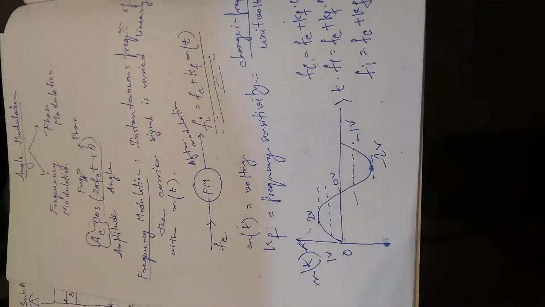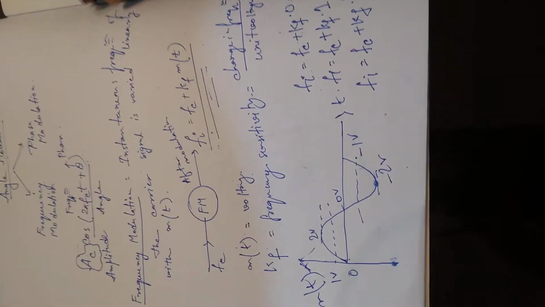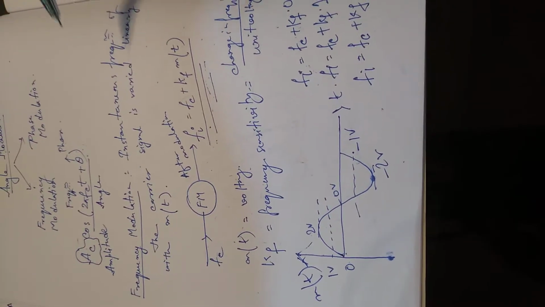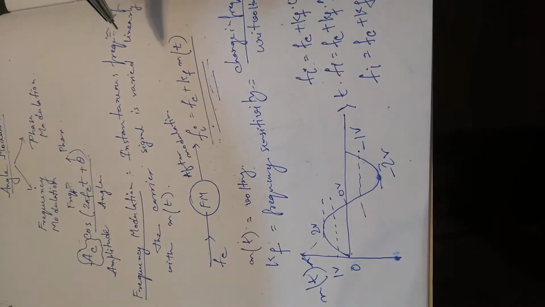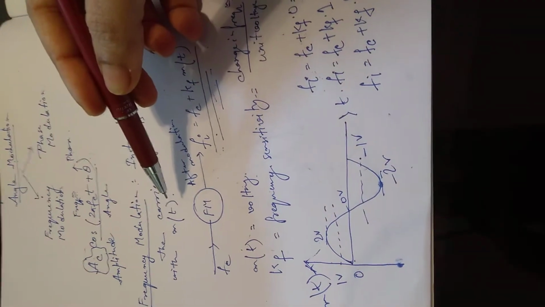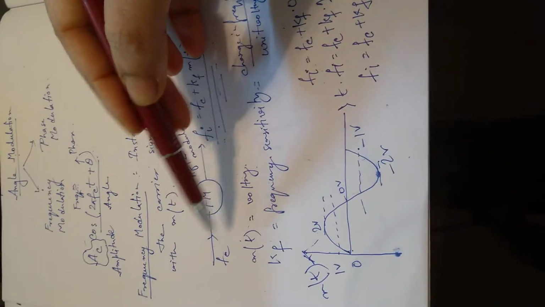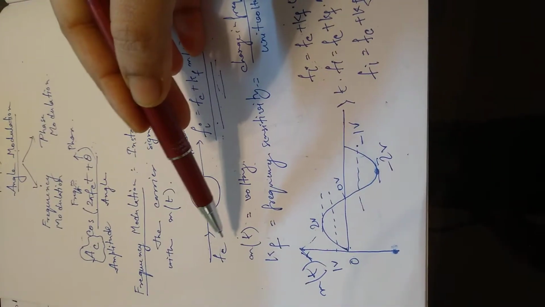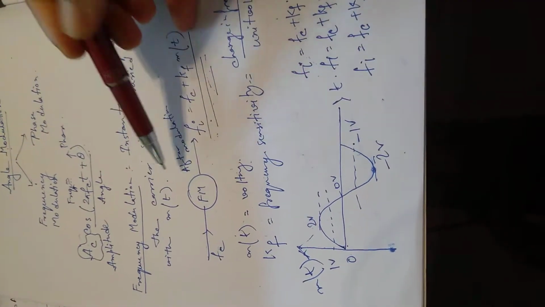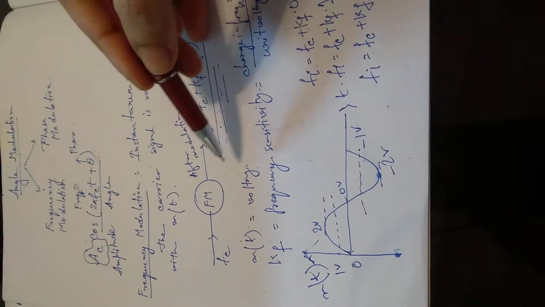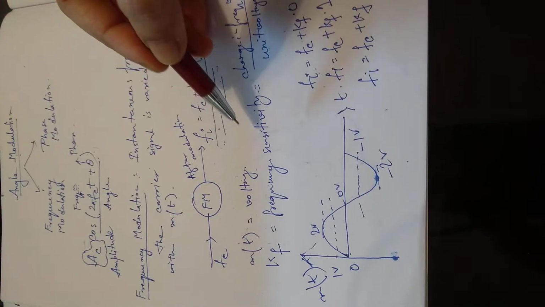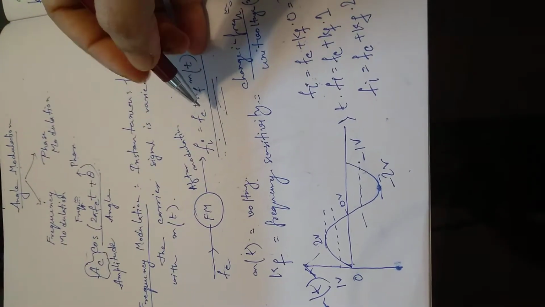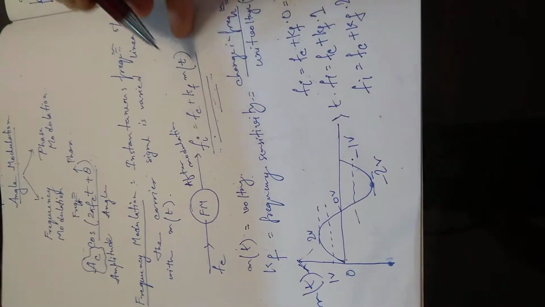So if we go for the frequency modulation part, the definition says that the instantaneous frequency of the carrier signal is varied linearly with the message signal m(t). So if I pass my carrier frequency fc through a frequency modulator, then after modulation, the instantaneous frequency we are getting is given as fc plus kf m(t).